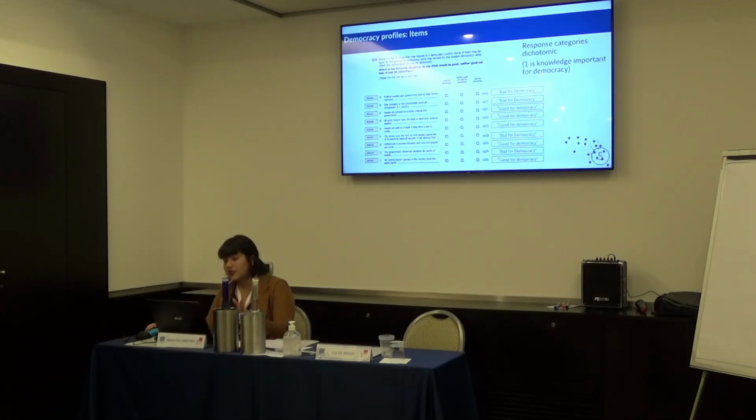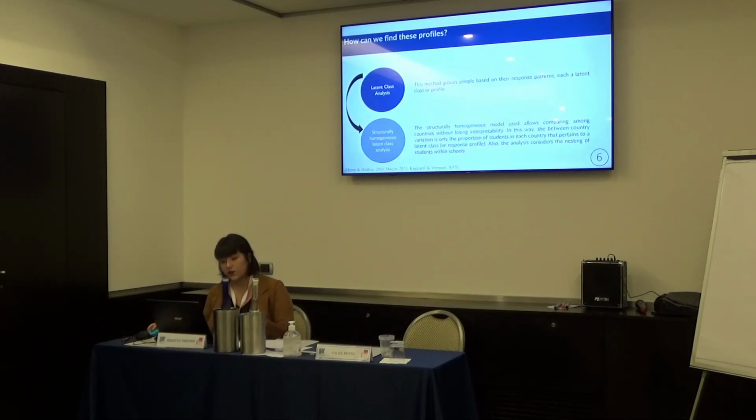For example, in the case of item B, one company or the government owns all newspapers in a country, the correct answer is bad for democracy. So it was coded as 1, because media concentration is a situation that weakens democracy, and we expect the student to have that knowledge. In contrast, in the case of item I, all ethnic or racial groups in the country have the same rights, the correct answer is good for democracy. So it is coded as 1.